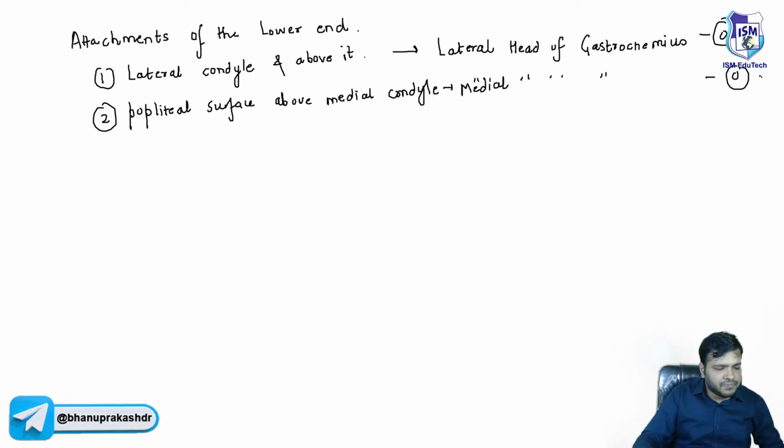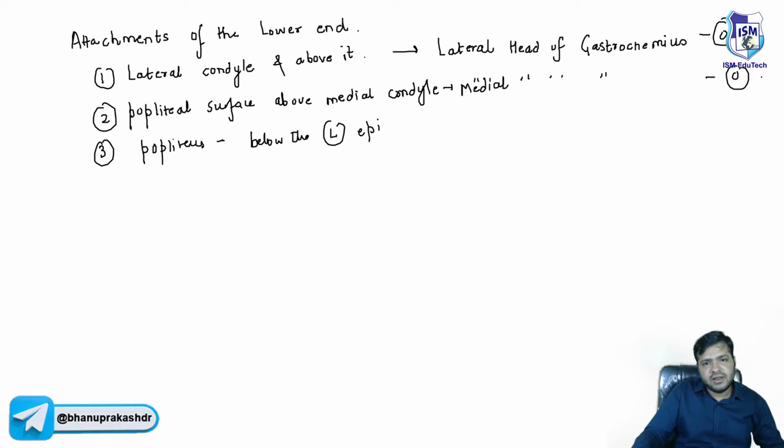Now we have one muscle that is called popliteus. The popliteus arises from the anterior part of the posterior sulcus. So it is just below the lateral epicondyle. Yes, it is from the anterior part of the posterior sulcus.